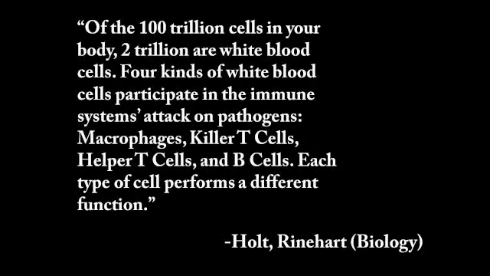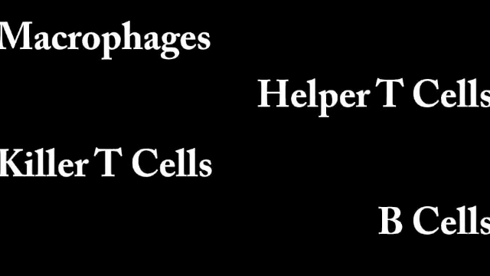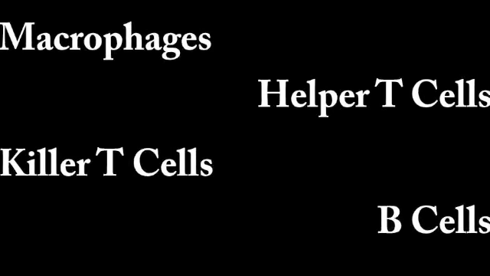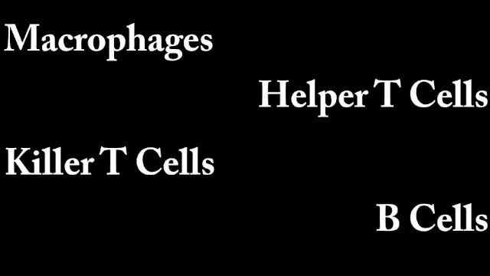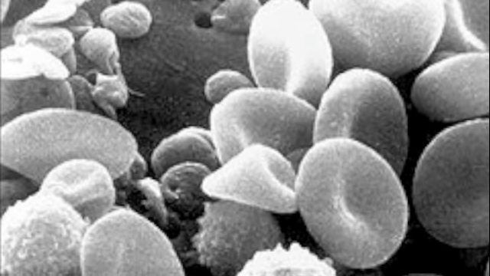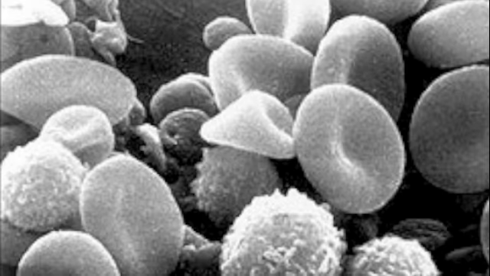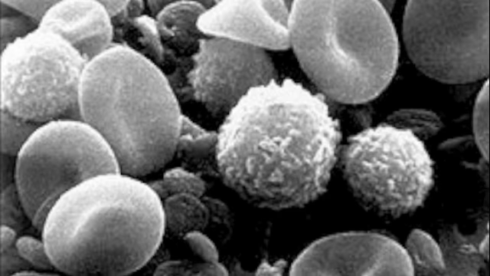Of the 100 trillion cells in your body, 2 trillion are white blood cells. 4 kinds of white blood cells participate in the immune system's attack on pathogens: macrophages, killer T cells, helper T cells, and B cells. Each type of cell performs a different function. When an infection has progressed too far and all else fails, this is when the third line of defense kicks in, the cell-mediated response of killer T cells.